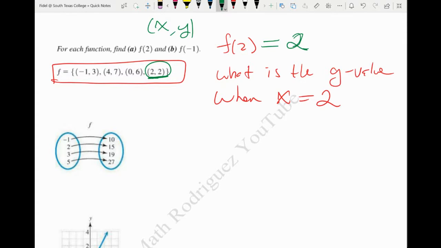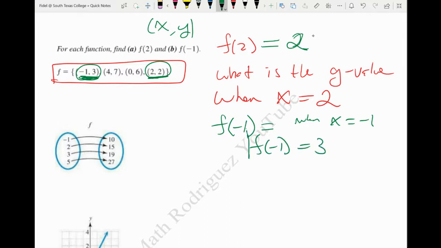Okay, now we're going to do the same thing for f of -1. But what I'm asking myself now is, what's the y value when x equals -1? So I'm going to come back over here, and look at this point. Well, when x is -1, what's the y value? +3. And that's all I'm trying to do. Okay. So far, so good?